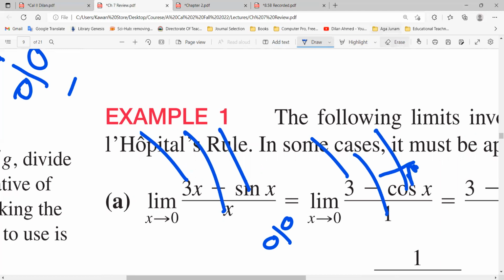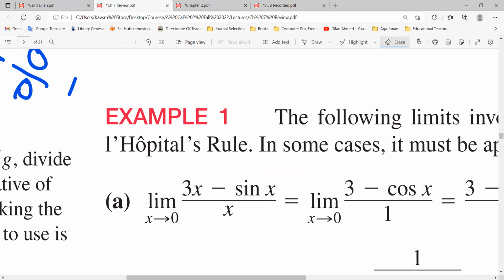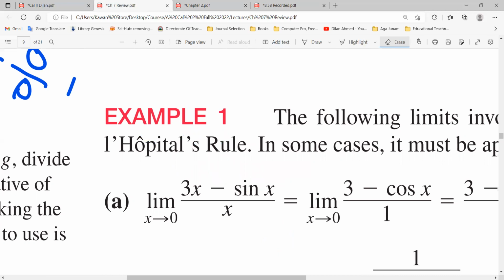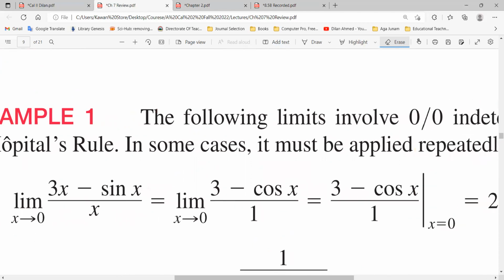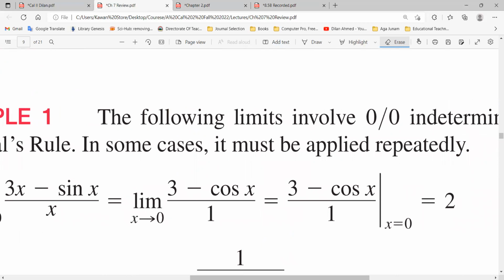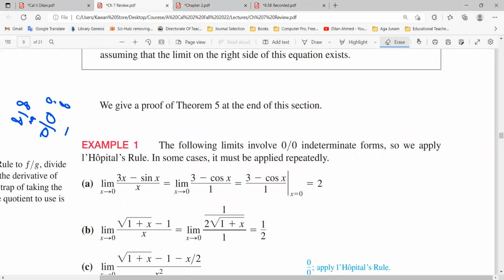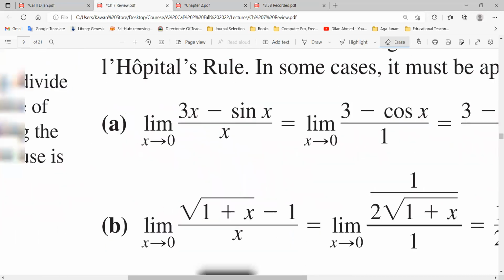Then after each step, you need to review your limit. Look at here, if I put 0 here, I will get 3 minus cosine of 0, which is 1. So I say 3 minus 1 over 1, so I'll get 2. Easy. If you understand, the idea is easy. Otherwise, yes, it's actually hard. We talked about many things today, but if you understand what I'm saying, you know. How about that one?